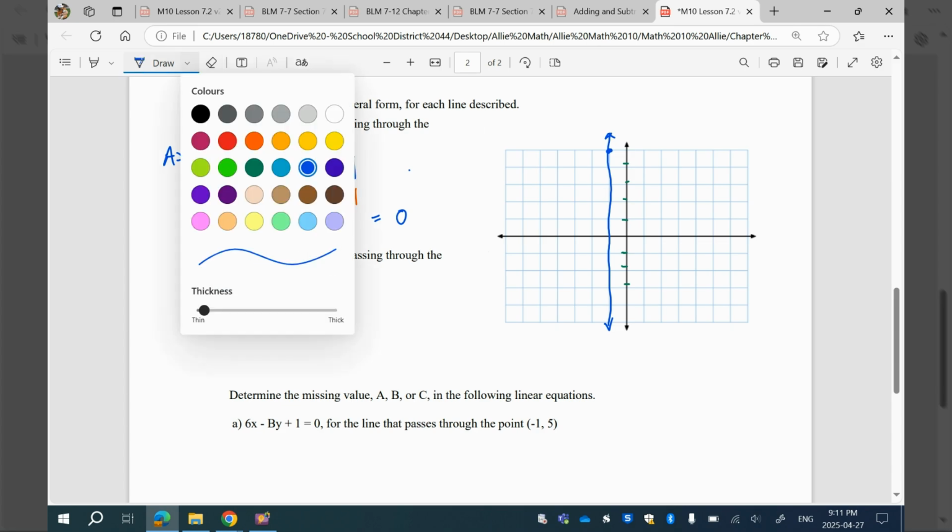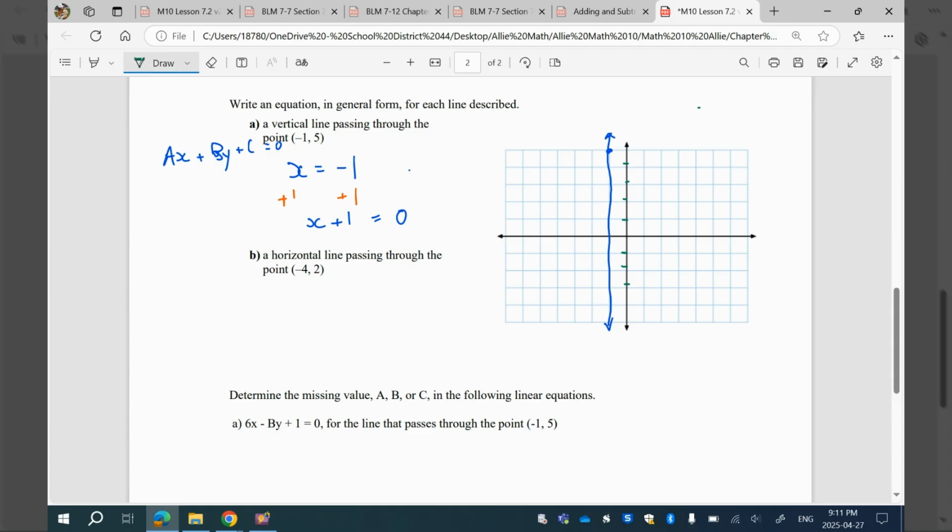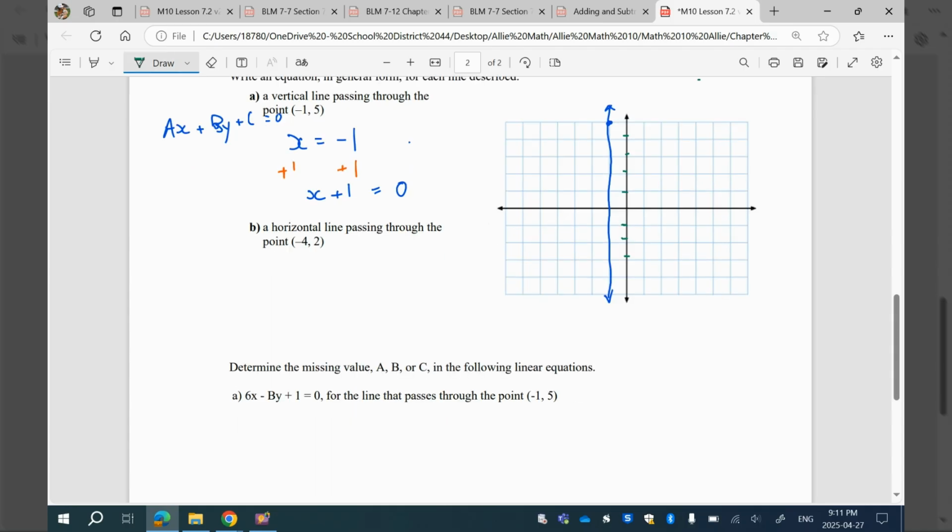We have a horizontal line that passes through the point -4, 2. So we'll keep it 1, 2, 3, -4. We got to do x first, -4 this way, 1, 2, 3, 4, and then 2 right here. And it's a horizontal line, so going like this.